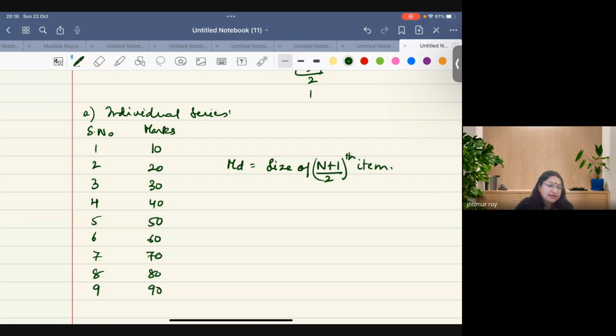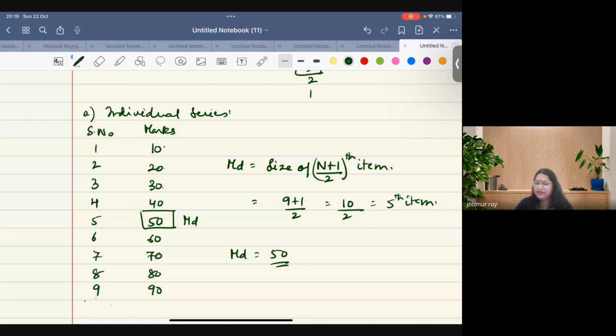Now what does this mean? For example, in this case, how many items are there? How many numbers are there? There are 9 values. So it will be 9 plus 1 by 2, that is 10 by 2, the 5th item. So what is the median? 1, 2, 3, 4, 5. This is on position 5, so this is your median. The median value over here is equal to 50.